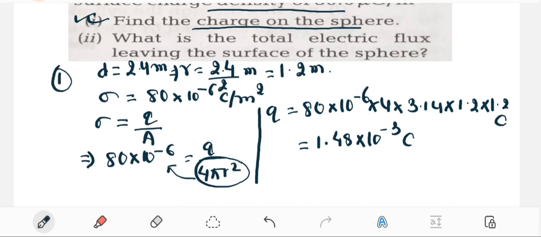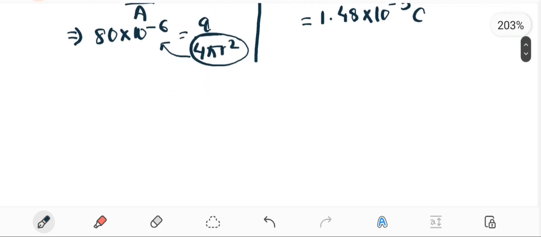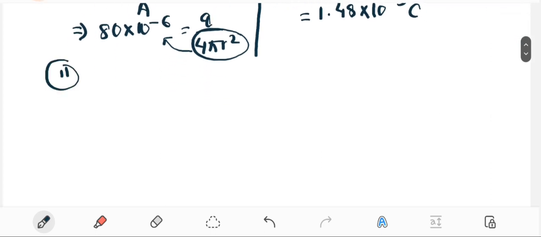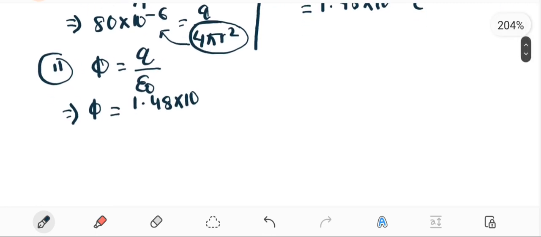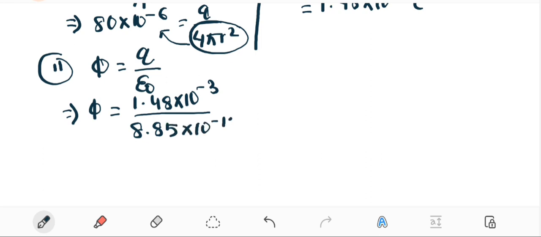Now let's move to the second part. It says, what is the total electric flux leaving the surface of the sphere? Total electric flux. For flux, we know the formula, that is flux is equal to charge upon epsilon naught. So flux equals the charge we have just found, which is 1.48 into 10 to the power minus 3, divided by epsilon naught. We know the value of epsilon naught, it is a constant, that is 8.85 into 10 to the power minus 12.